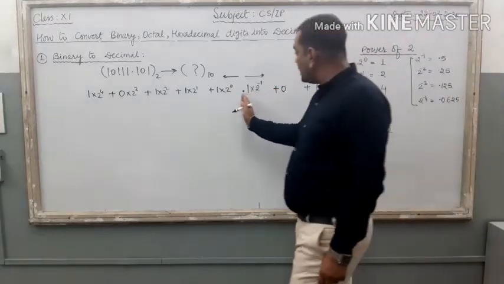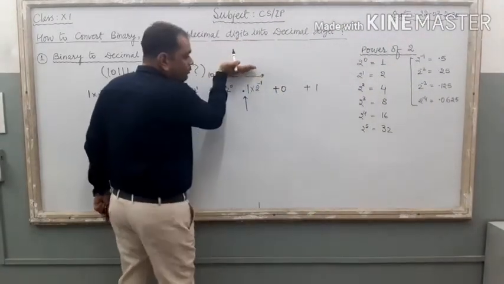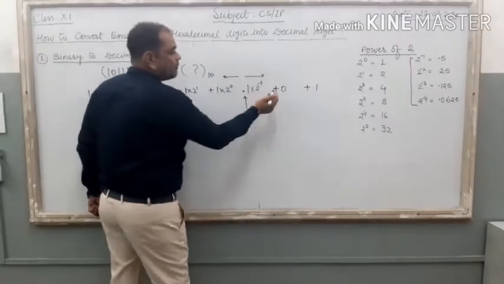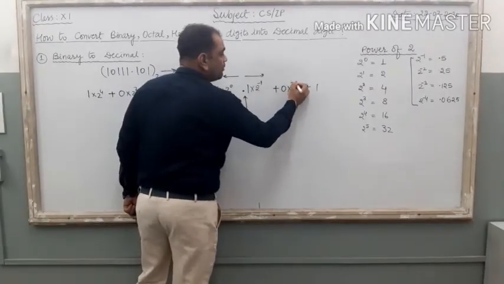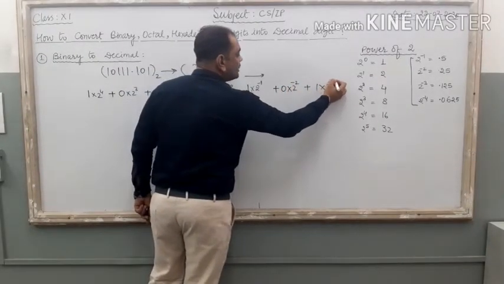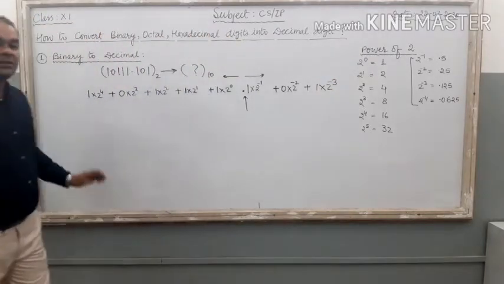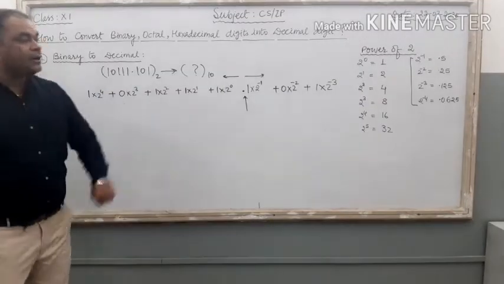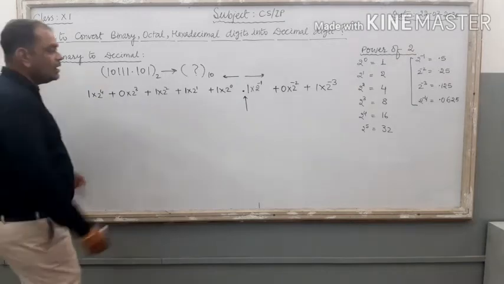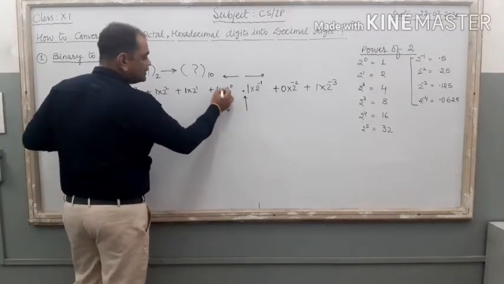Clear? You start from the decimal part, and if you move towards this angle, 2 raised to power minus 1, here 2 raised to power minus 2, and at the last 2 raised to power minus 3. Just arrange the digits into this style. Clear? Now just come here.